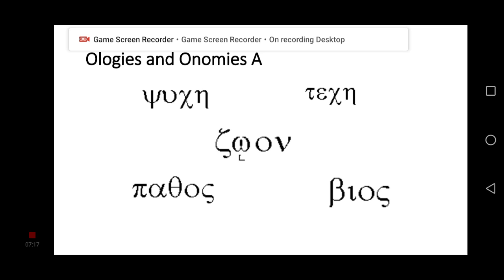Now, part of the Greek exam is a question on ologies and onomies. Ologies comes from logos, which is the Greek word for word or study, and onomies comes from nomos, which is the Greek word for rules or laws. So have a little look at these words, and are they an ology or an onomy? For example, psuche, if we put ology at the end of that, that's psychology. And psuche actually means soul. So we think of psychology as kind of the study of the mind, but psuche in Greek actually means soul.